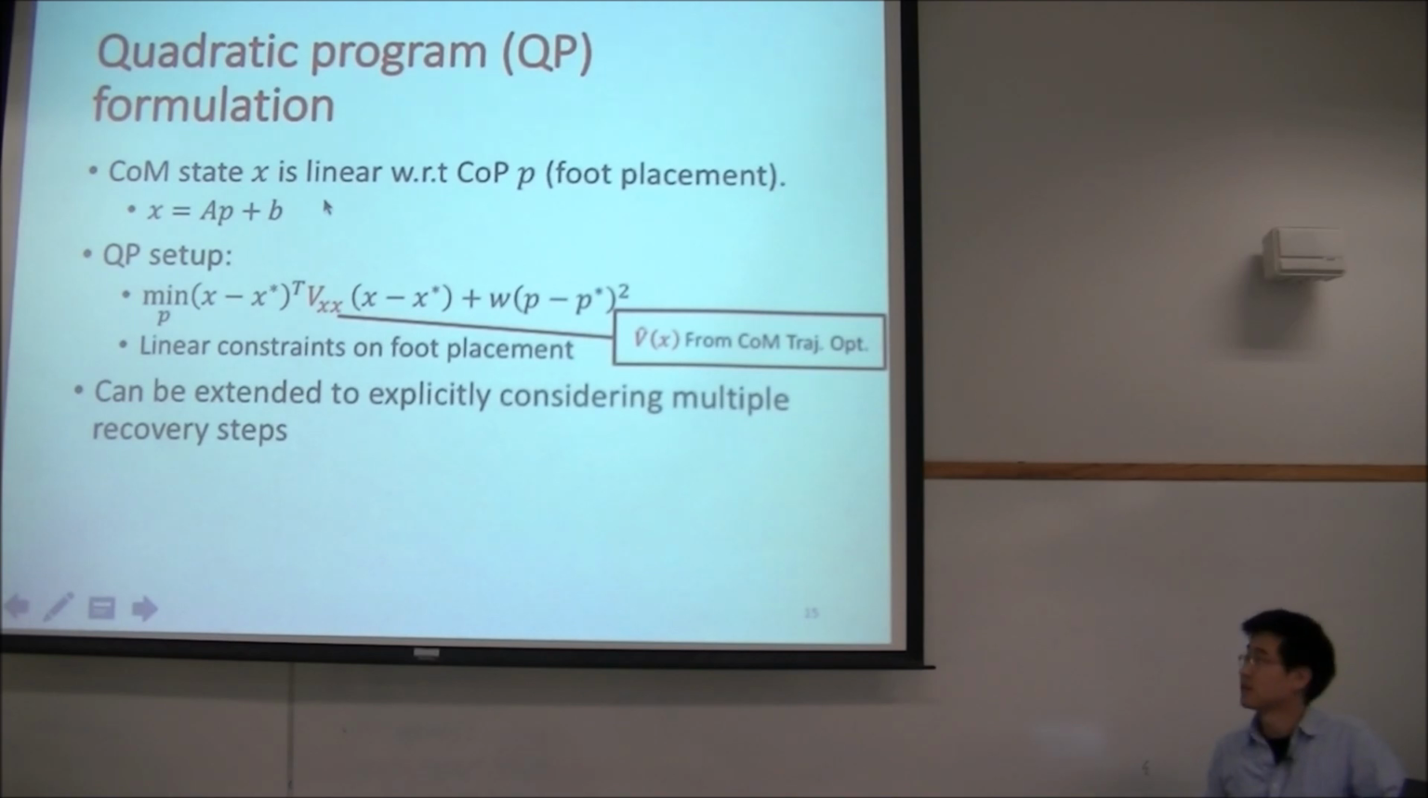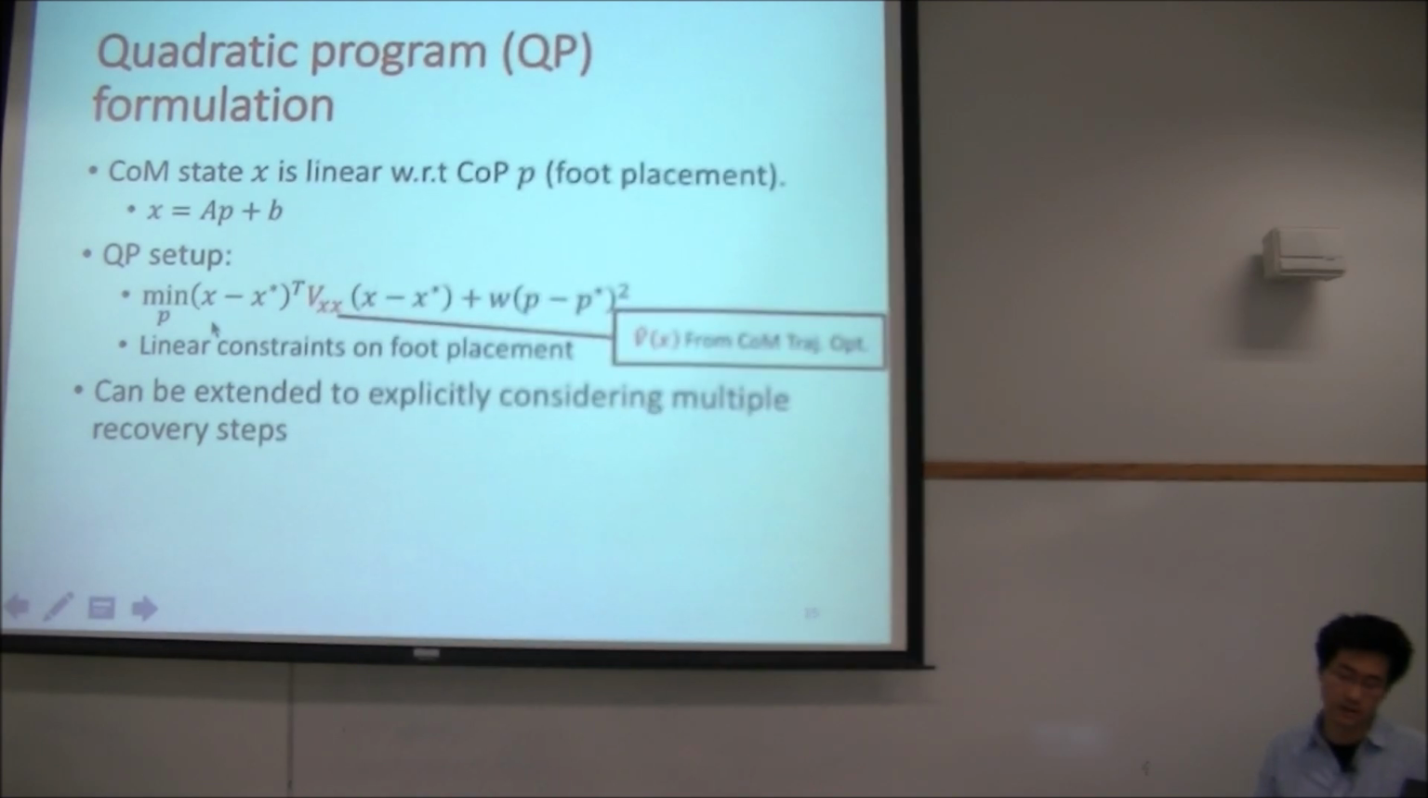And the QP setup is actually very simple. It has a function that's minimizing a two-part sum. The first part is penalizing the state deviation, which is X with respect to X star, and that's weighted by the value function, or the Hessian of the value function approximation. The second term in this cost function is penalizing deviation from the actual foot placement to a desired foot placement, P star.